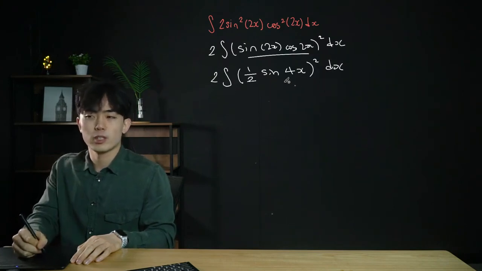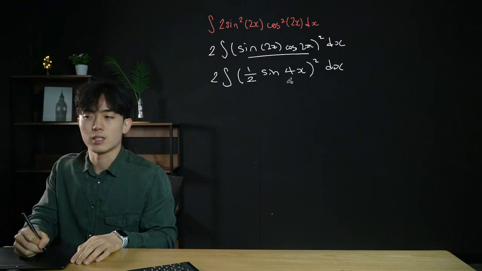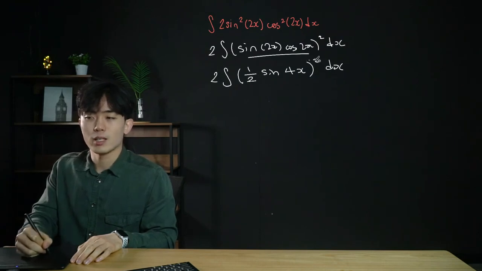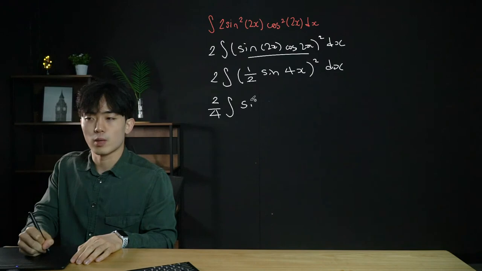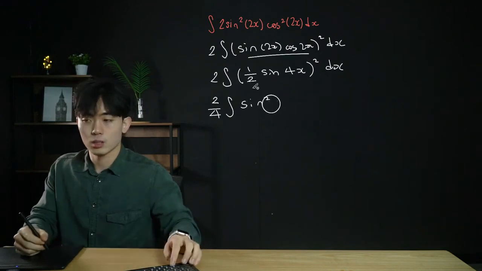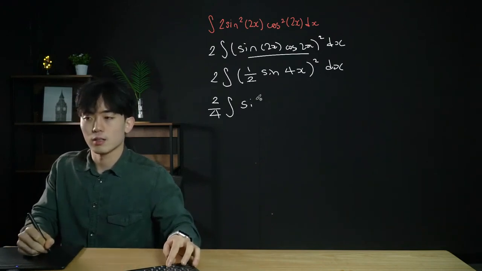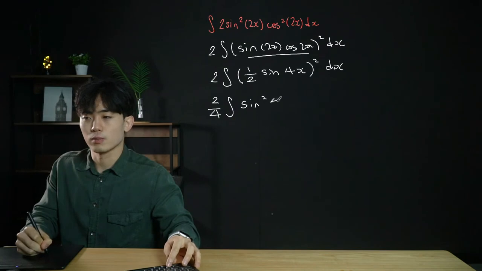So we've simplified it much easier. We're squaring it, so this term 1 over 2 becomes 1 over 4, and bringing it outside, we'll have 2 over 4, integrating sin squared 4x.